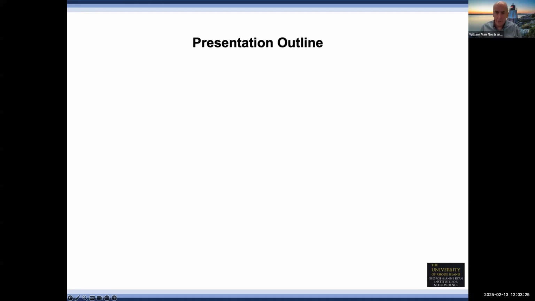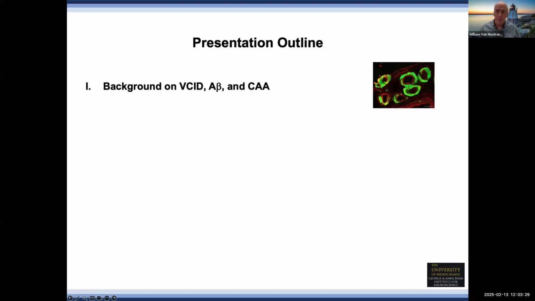So for today's presentation, I'd like to give a little outline about how I'll be breaking up the talk. First, especially for those who may not be all that familiar with CAA, I want to give some background about vascular cognitive impairment and dementia, discuss a bit about the amyloid beta peptide, and then about cerebral amyloid angiopathy, the topic of the talk today.